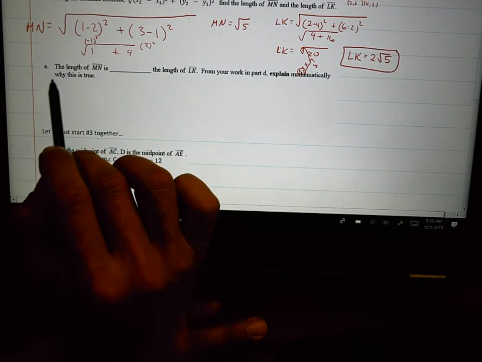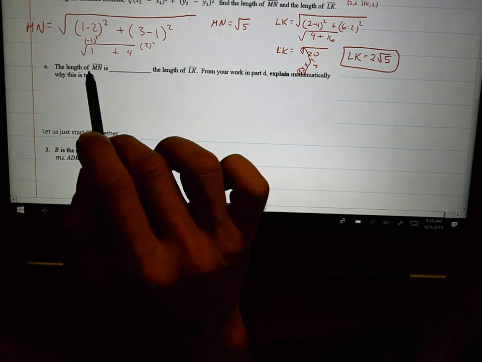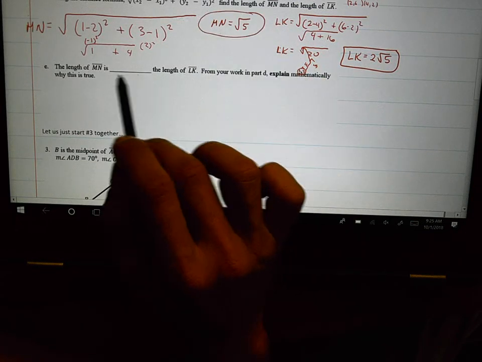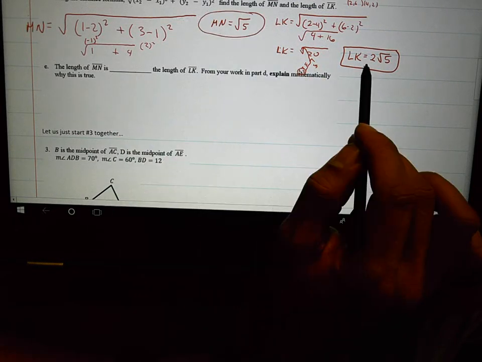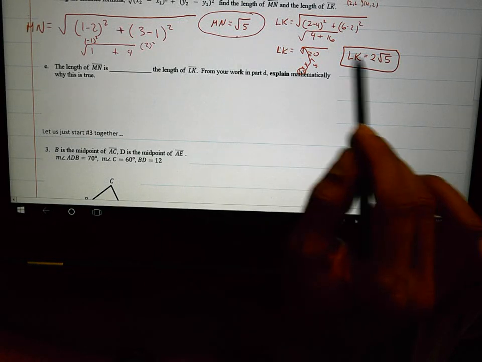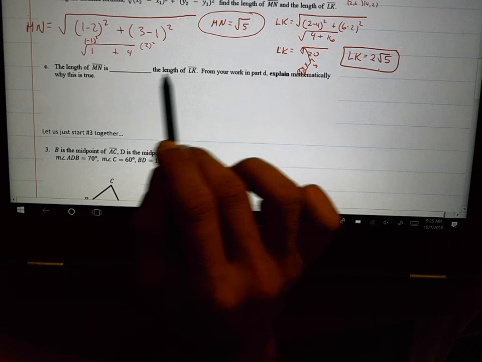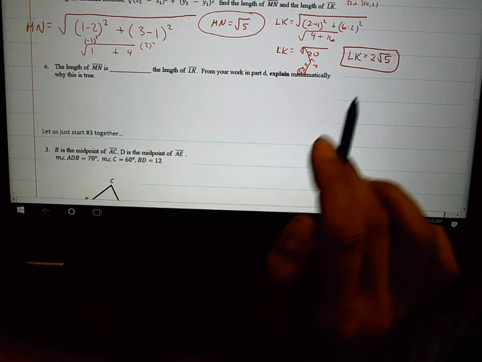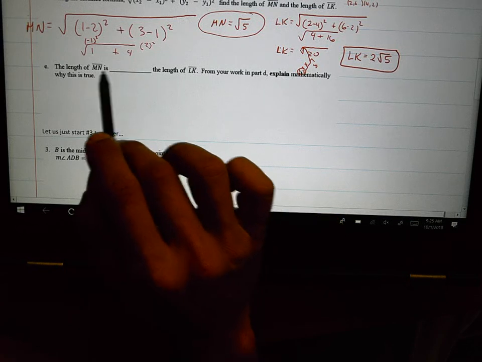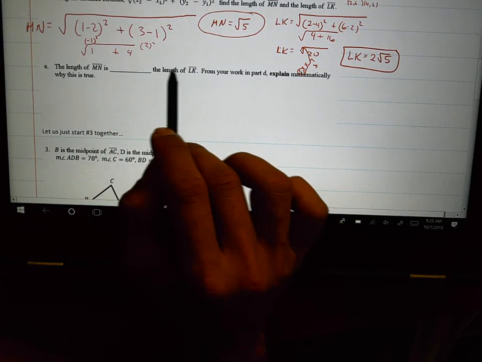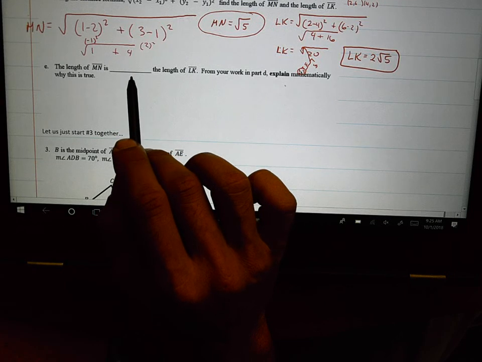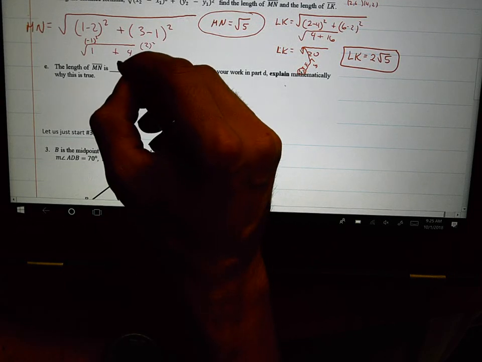Part E. The length of MN is blank, the length of LK. If MN is root 5, and LK is 2 root 5, how are these related to each other? What do you notice about these numbers? This is blank, the length of LK. What do you think goes there? If you know it, say it out loud. Awesome. One of you know.